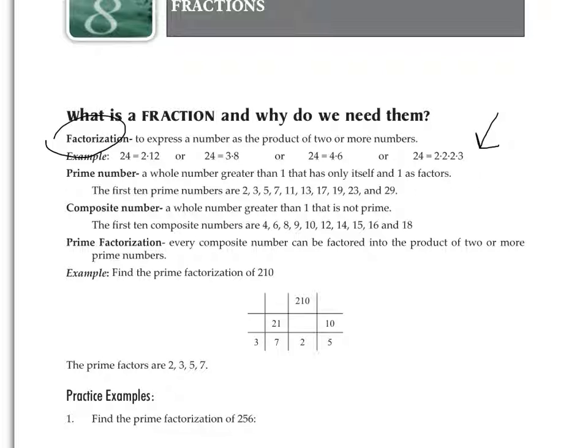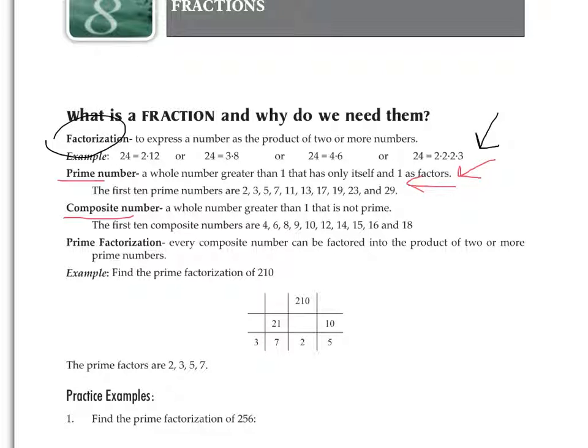Here's some different kinds of numbers. We have prime numbers and composite numbers, or composite. It doesn't really matter how you pronounce it. A prime number is a whole number that's greater than 1 that has the factors only 1 and itself. In other words, it can only be evenly divided by 1 and itself. And here we have a list of the first 10 prime numbers: 2, 3, 5, 7, 11, 13, 17, 19, 23, and 29. They can only be evenly divided by themselves and 1.